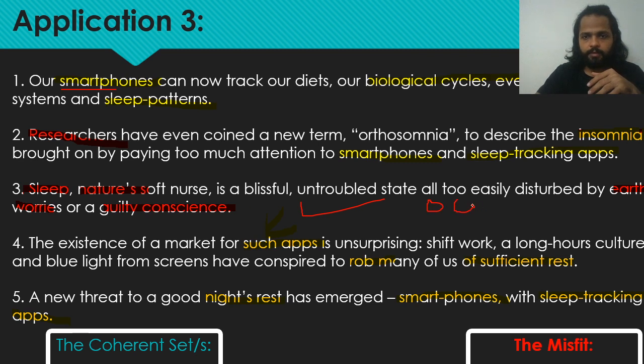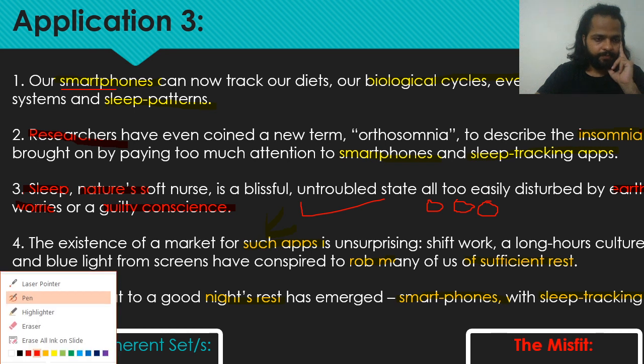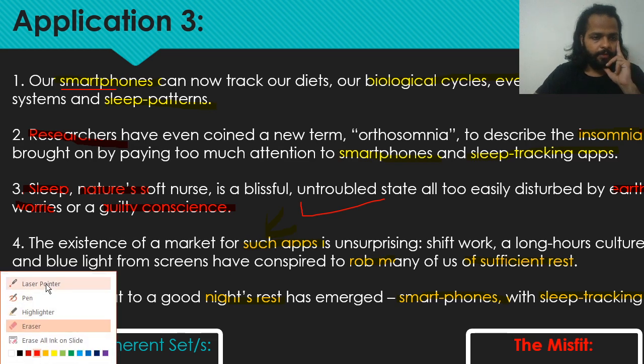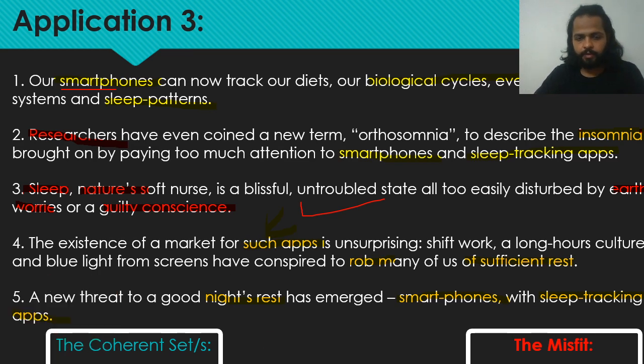Excuse my handwriting. The odd one out. The triple O's are for odd one out. Okay, so that should be your answer. Let me rather erase this, it looks a little too ugly. Anyways, let's look at the answer, and there you go.